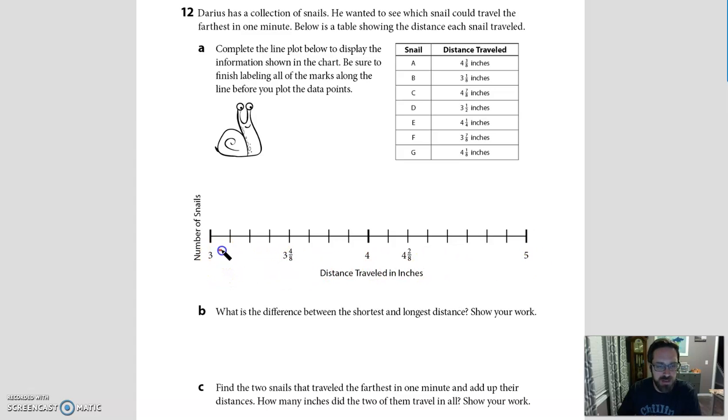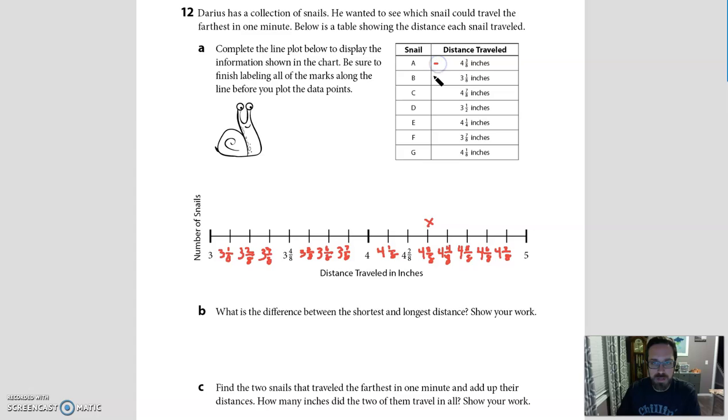So the first thing I have to do is label that's 3 and 1/8. That's 3 and 2/8. Okay, and then I just went ahead and finished filling these in, so you didn't watch me fill all those in as I was doing that. But now we have to plot. So snail A is 4 and 3/8, so I need to find 4 and 3/8. Sorry if it's a little small. I'm just trying to fit them all in on the number line.